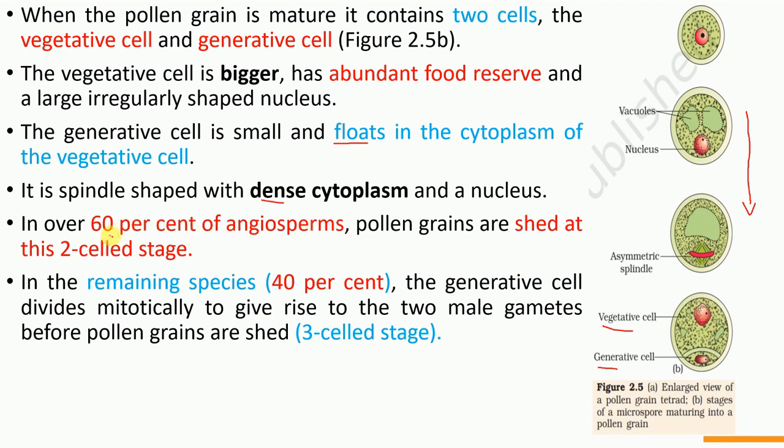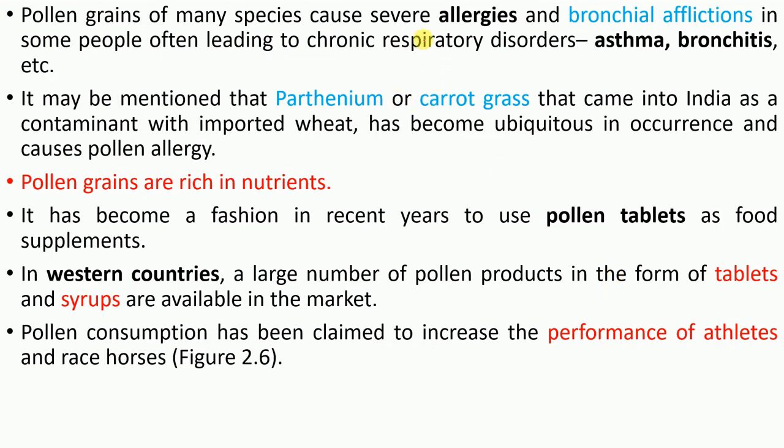In most species, for example over 60% of angiosperms, pollen grains are shed at the two cell stage, one vegetative and one generative. But in the rest of the species, about 40%, the generative cell divides and becomes two cells, so the pollen grain is shed at the three cell stage. An MCQ may be asked from this portion, in how many species pollen grain is shed at the two cell stage and at the three cell stage. Hope that makes sense, and you need to remember that.